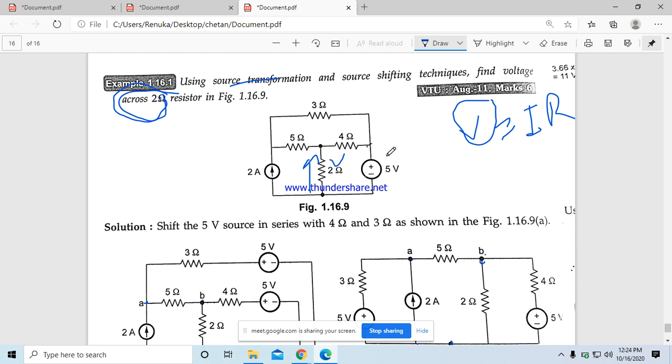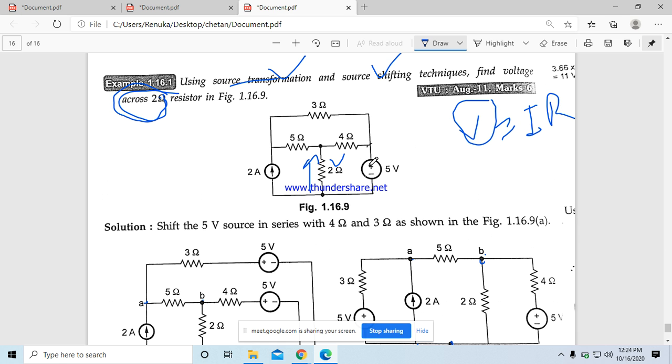ohm. You know the resistance is 2 ohm. You have to find out I. After finding I, you can calculate the voltage. So in order to find out the current flowing across the 2 ohm, you have to use two techniques: source transformation and source shifting technique.